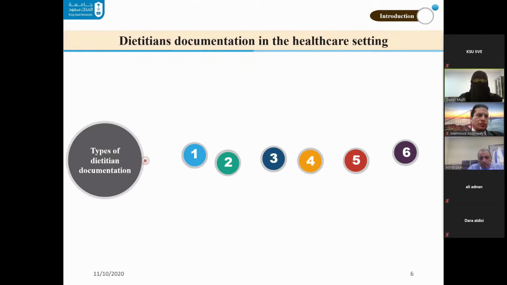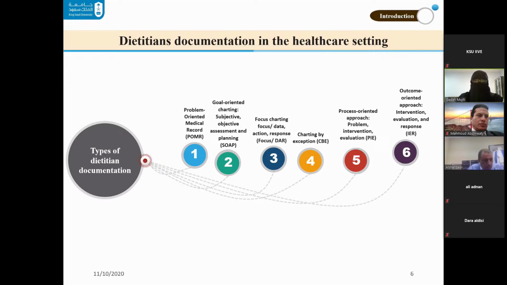Dietitians have several types of documentation. Major types are the SOAP notes or subjective objective assessment and planning. There are also old and no longer used documentation types, such as focus charting and charting by exceptions and process-oriented approach.